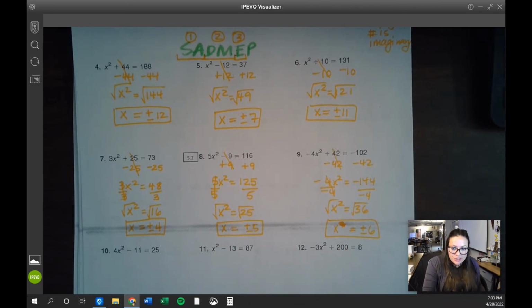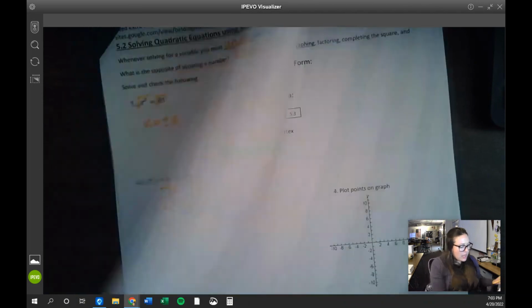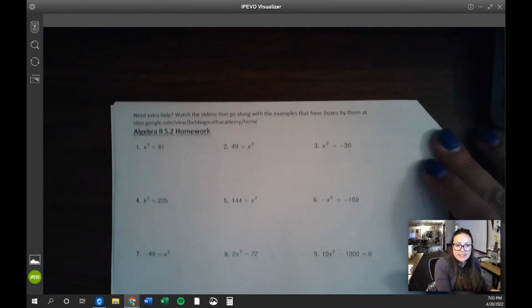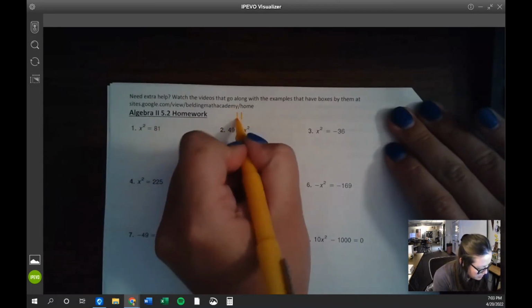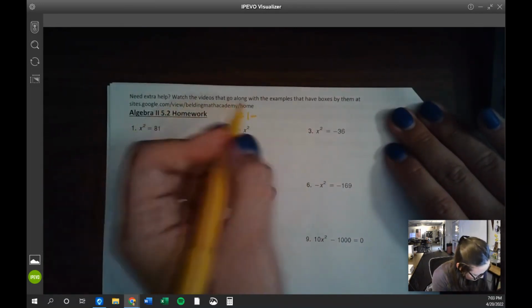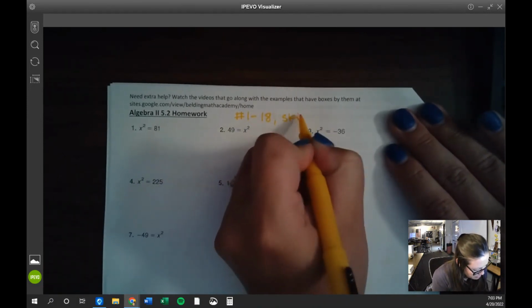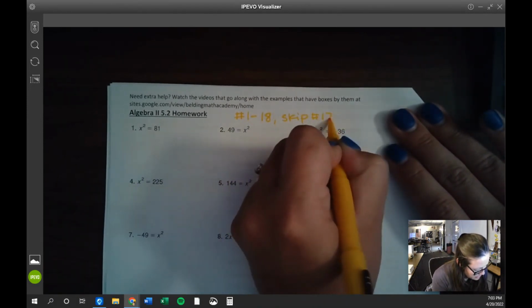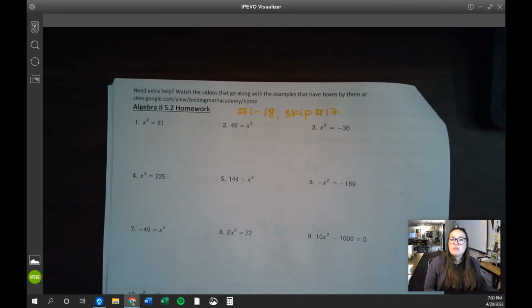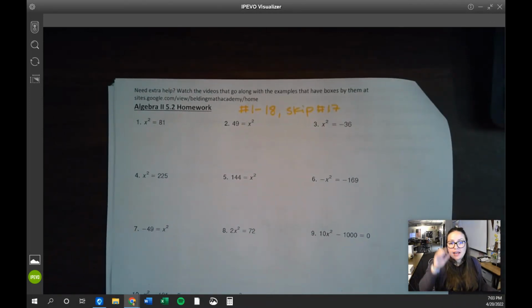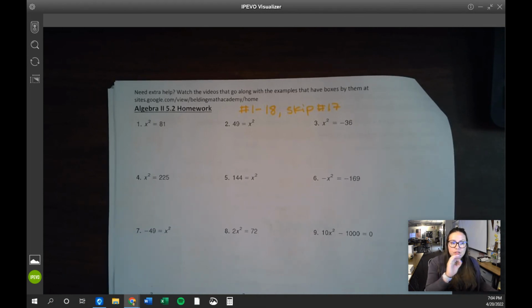Now that we're done with the notes, you are going to work on the homework problems on page 6. You're going to do numbers 1 through 18, and you can skip number 17, okay? But you can give the rest of them a try, and we will go over whatever questions you have tomorrow, but I will be checking that you have both the homework and the notes completed.